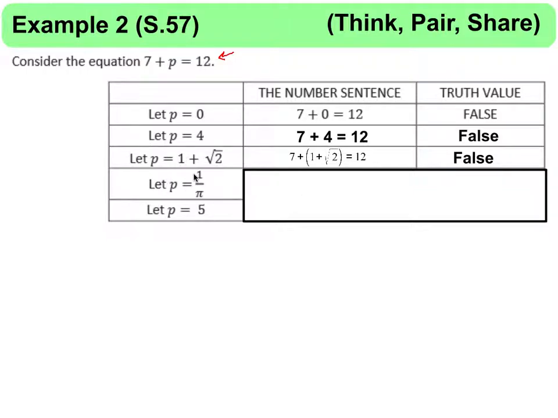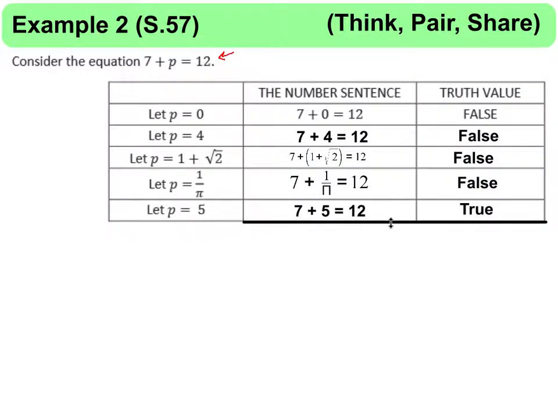So then we bring up two more. What about p equals 1 over pi compared to p equals 5? And as the students think about it, there's only one that's going to end up being true, and that is 7 plus 5, which is going to equal 12. So the truth value for all of the other four is false, while only one of them is true.